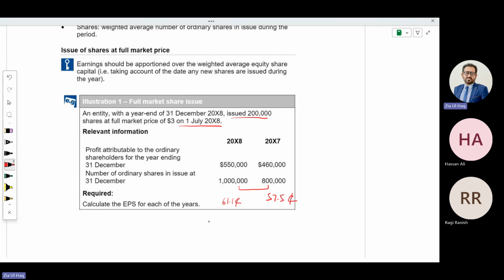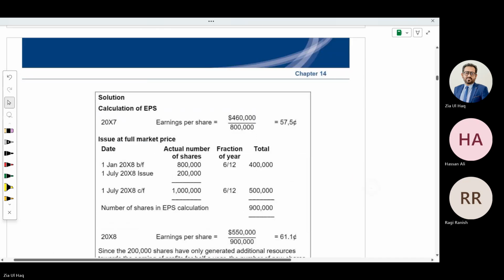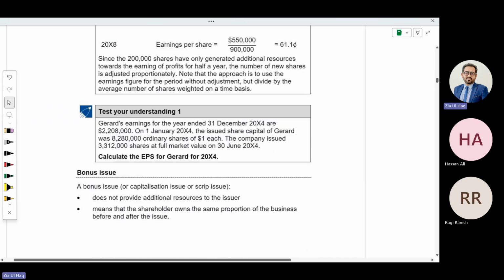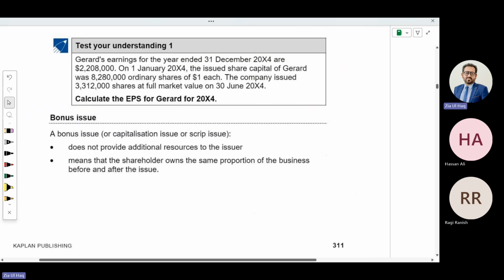How have we calculated this? 550,000 is the earnings for 20X8, and 800,000 was the shares at the start of the year that we used for the complete year. But the remaining 200,000 we issued when? In July, 1st July, so that was used for 6 months. So it is equal to what? 61.1 cents.